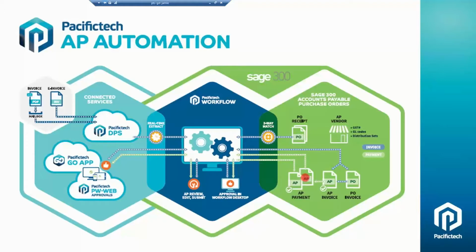And then the next part of the process, so what we've talked about up to now is the AP or the supplier invoices. Then once that's in the system, the next step is to pay those invoices, and we've also got a workflow on the AP payments as well.